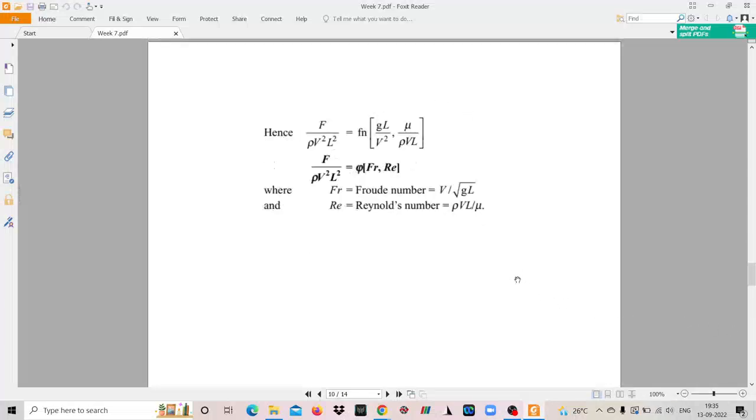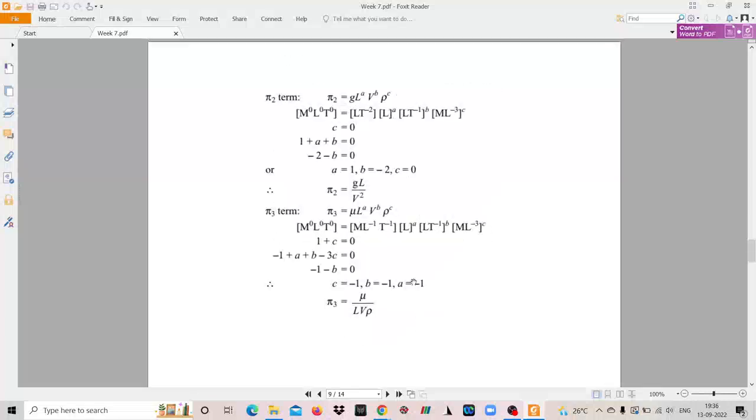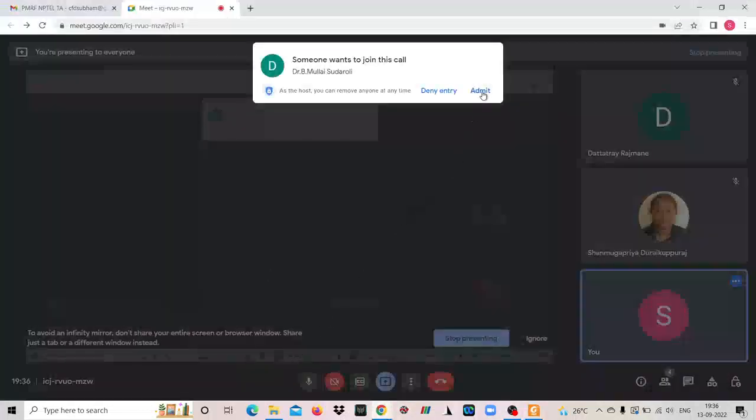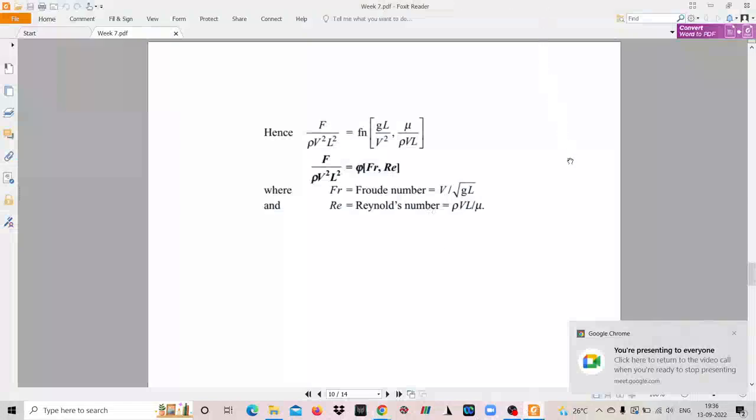So let's move on. Basically, the term which contains the dependent variable, the dimensionless term, can be represented as a function of the other two pi terms. The first pi term contained the dependent variable, the force. So it can be represented as a function of GL by V square and mu by rho VL.